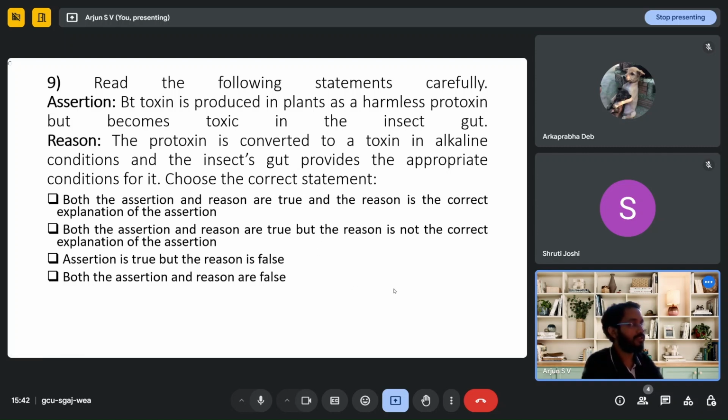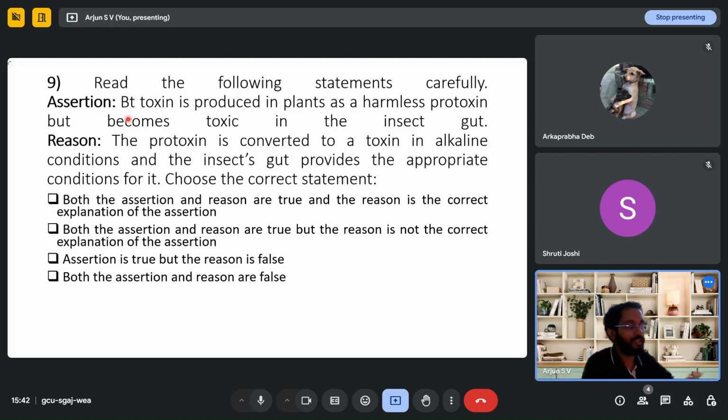So question number 9 is: read the following statements carefully. There is an assertion and a reason. The assertion is Bt toxin, that is a toxin produced by Bacillus thuringiensis, is produced in plants as a harmless protoxin, but becomes toxic in the insect gut. The reason is the protoxin is converted to a toxin in alkaline conditions, and the insect's gut provides the appropriate conditions for it. So, from the assertion and the reason, we have to choose the correct statement.